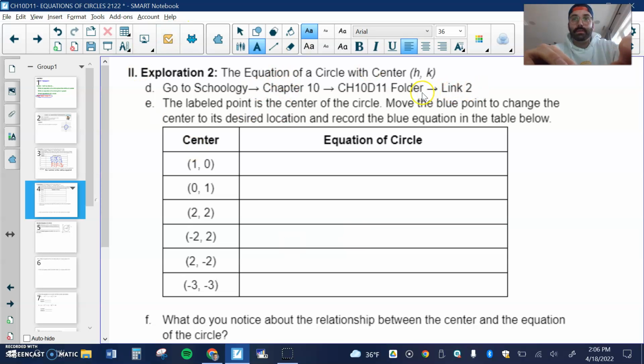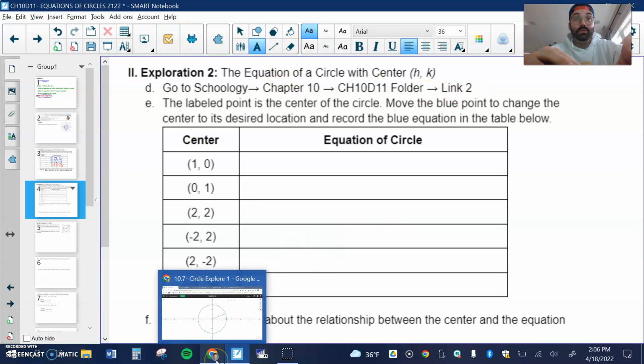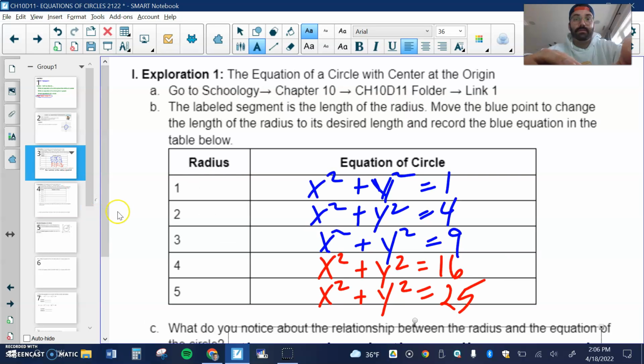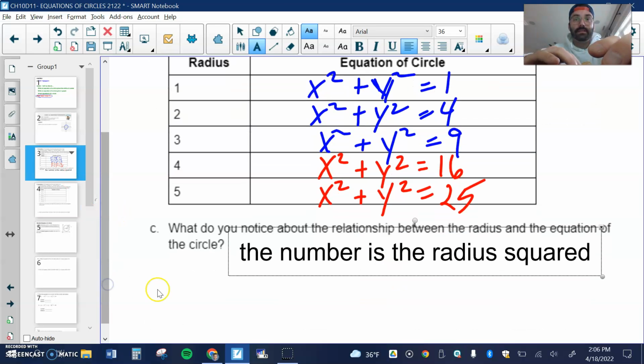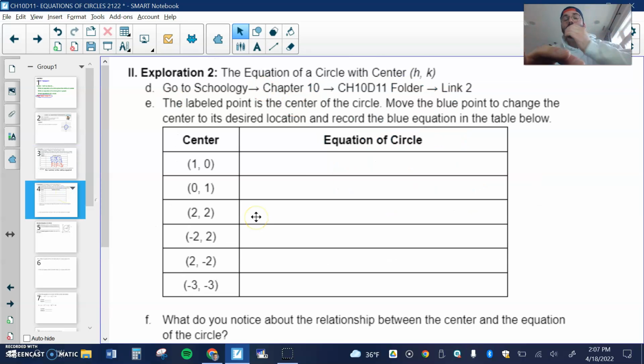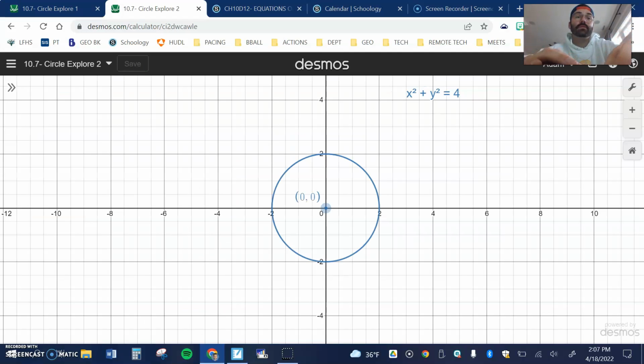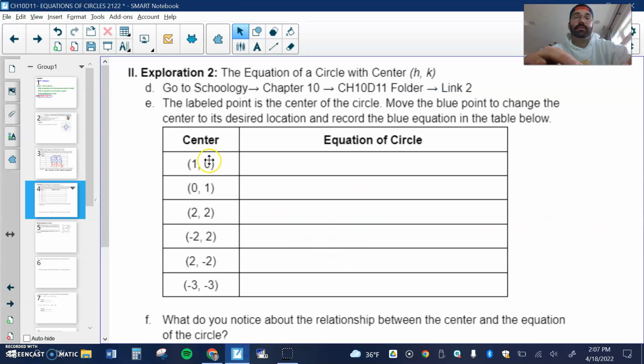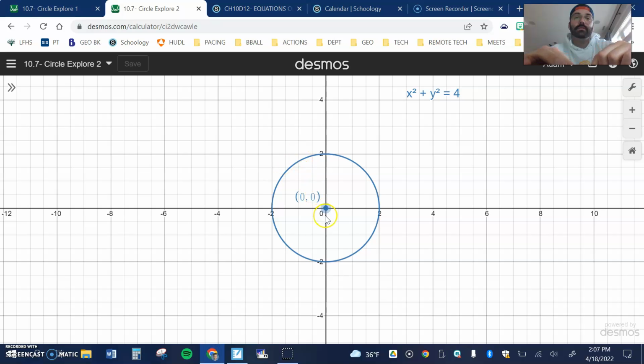There is explanation 2. We're going to go to link 2. I'll go back to that, it was fast. The number is the radius squared. Good? All right. Here we go. So linear point, move the blue point around and change the center. Okay. So my first center was 1, 0.